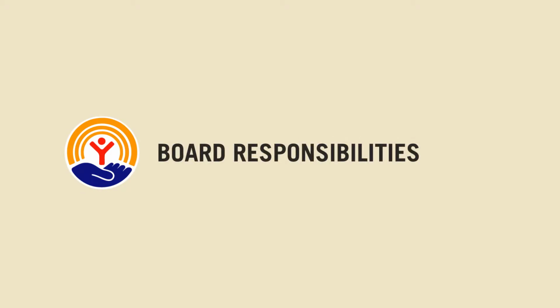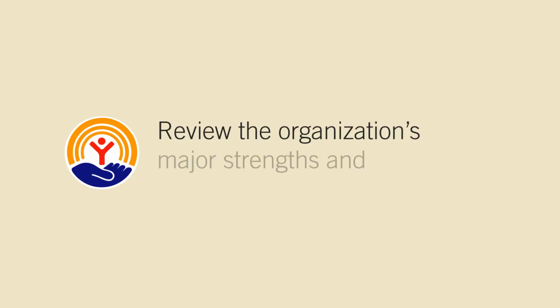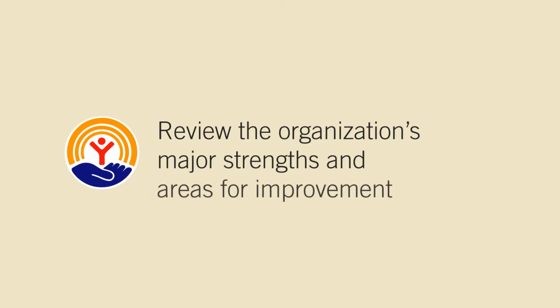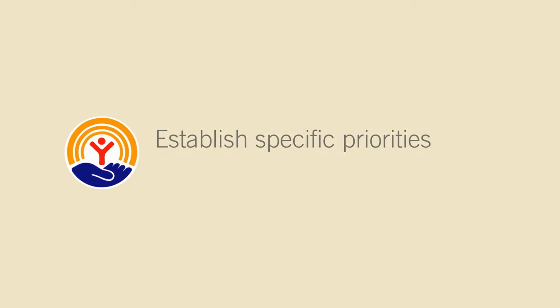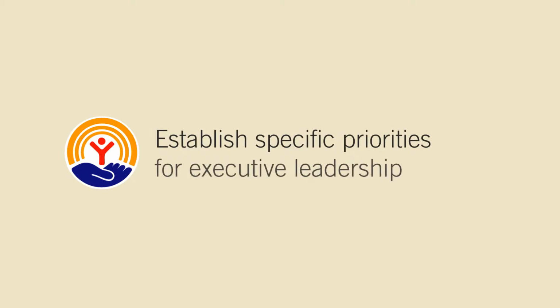In order to ensure that this need is met, the board must do the following. Review the organization's major strengths and areas for improvement. Establish specific priorities for executive leadership. Establish clear objectives and clarify expectations. The Kings United Way Board of Directors has already prepared a comprehensive job description for our Executive Director that outlines roles, responsibilities, along with core competencies.